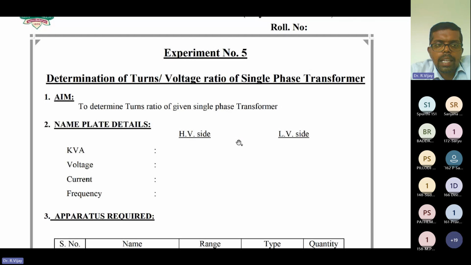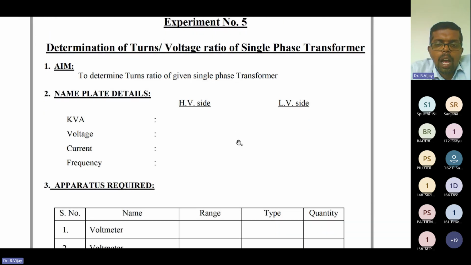Next experiment: determination of turns or voltage ratio of the single phase transformer. So what is the aim? To determine the turns ratio. What is the turns ratio? It depends on the type of the transformer, step up or step down. The turns ratio will be varying.